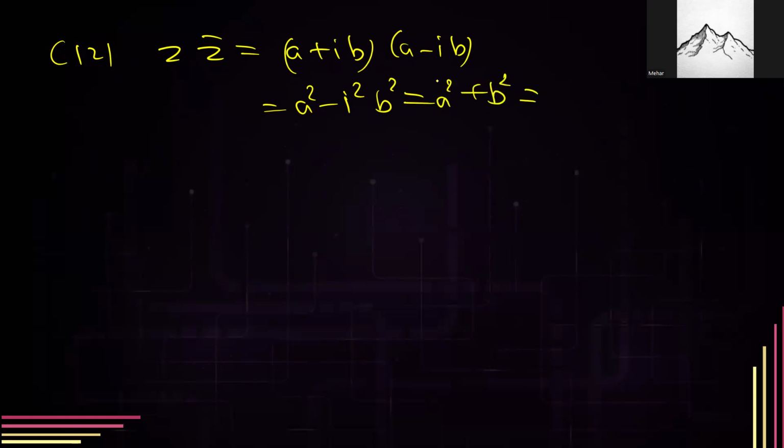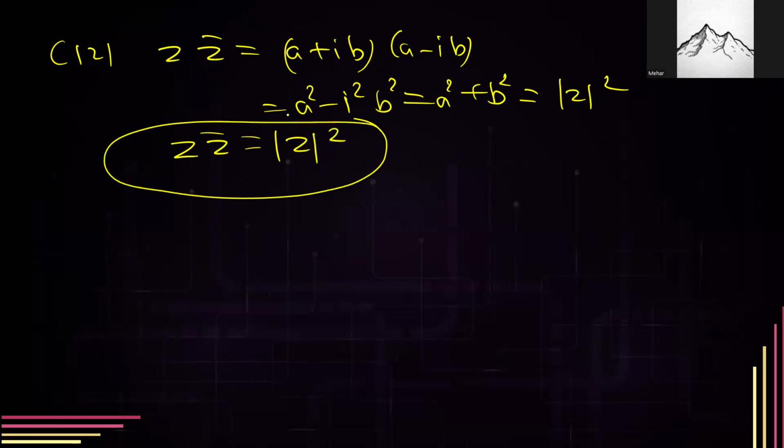But you know that if root is there, it is mod Z. So it is without the root, so it is mod Z whole square. So this is the most important property under this topic. Z Z bar is mod Z whole square. We'll be using this in a lot of problems. So this you need to learn by heart.